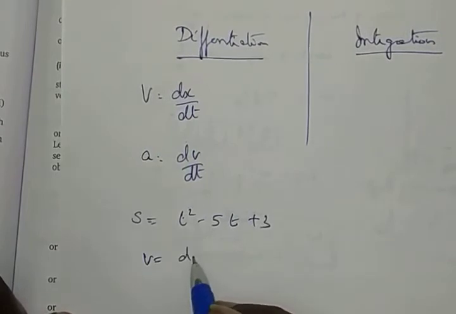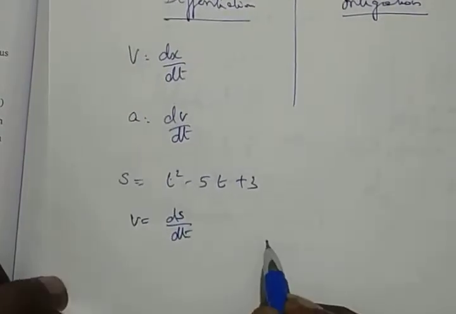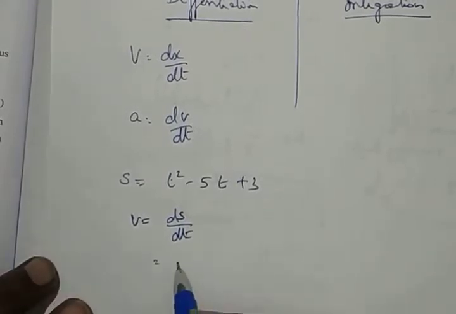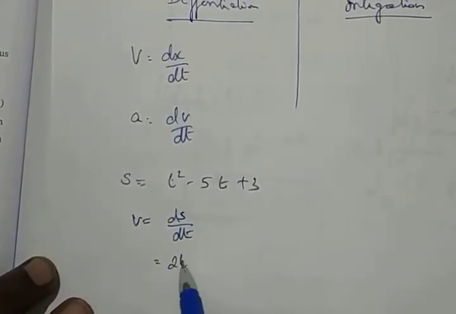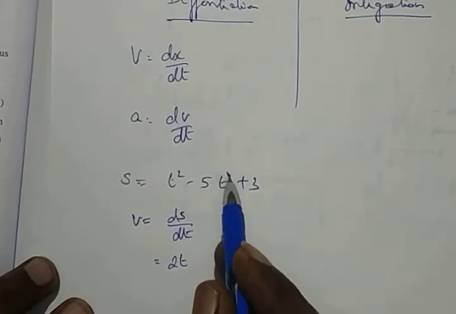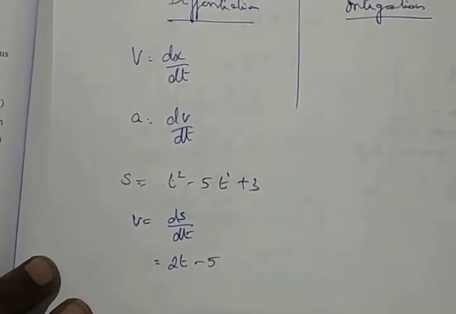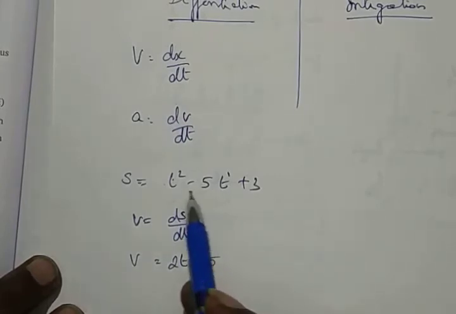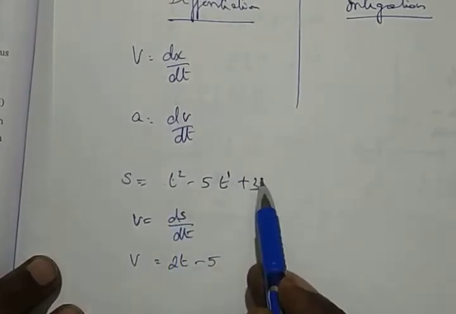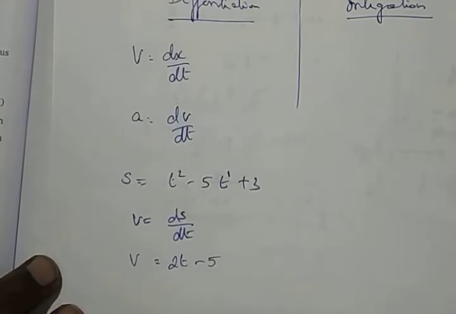How to find the velocity? It is ds by dt. You can differentiate this expression. Once you differentiate this expression, what will it become? 2 will become 2t, and then this is to the power of 1, it will become minus 5. So that is velocity. Differentiation, you have already done quite a lot of times. So please remember to revise all the differentiation questions.